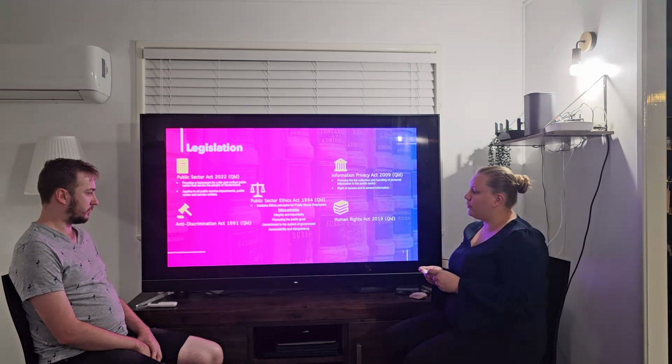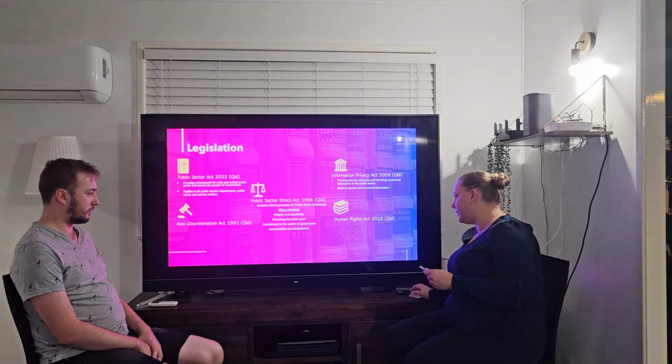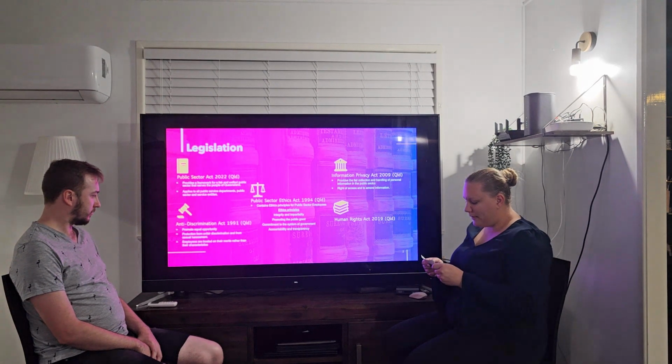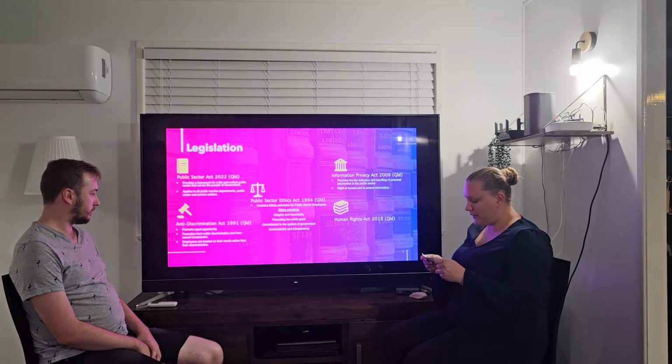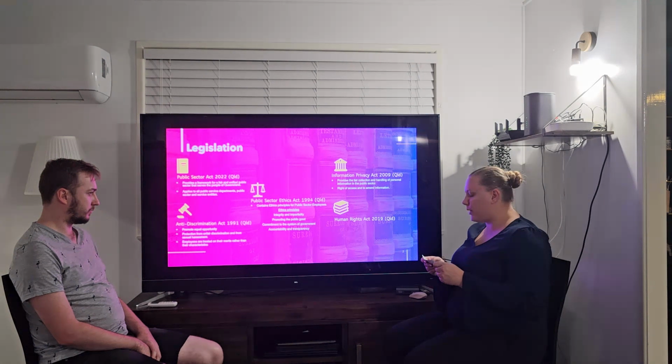Okay, Anti-Discrimination Act 1991 Queensland. The purpose of this act is to promote equal opportunity for everyone by protecting them from unfair discrimination and from sexual harassment. It ensures employees are treated on their merits rather than their characteristics such as race, gender, age, sexual orientation, impairments or disabilities, etc.